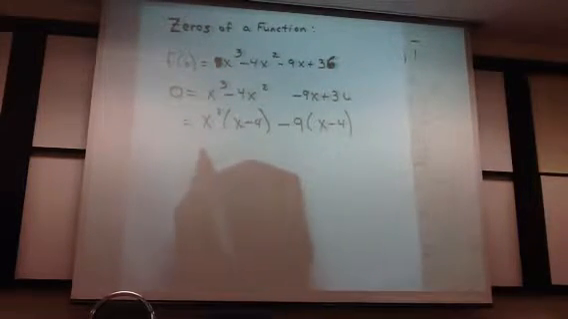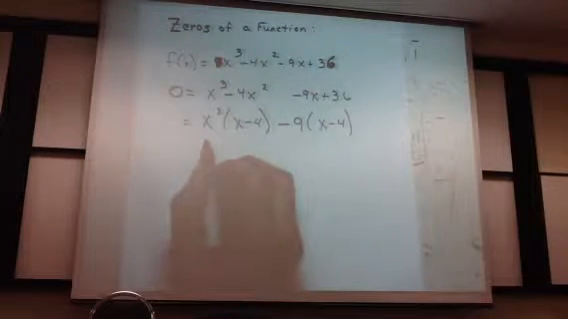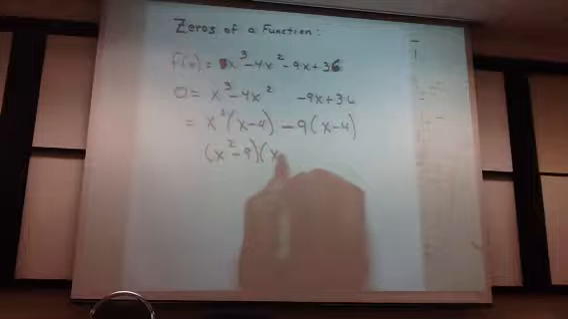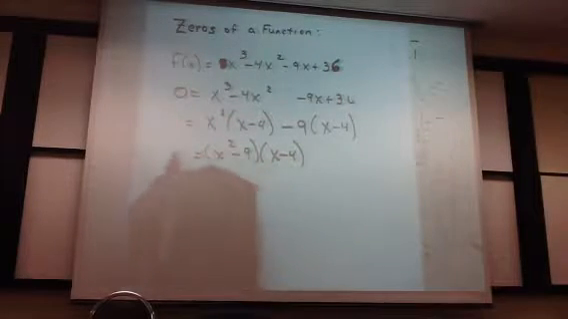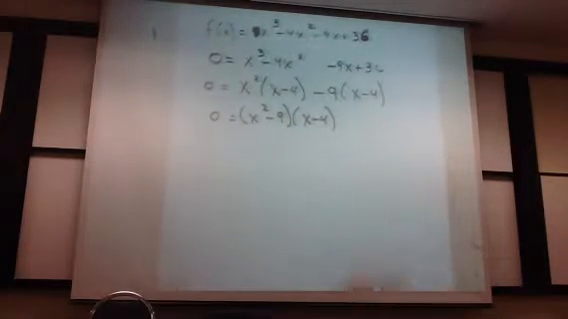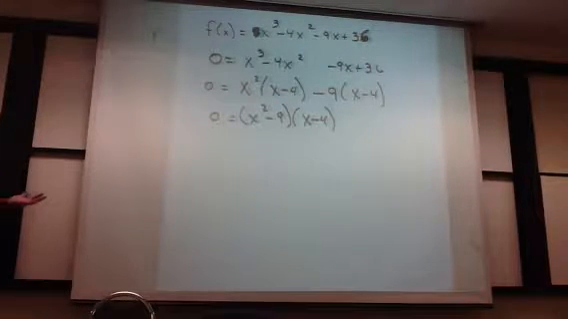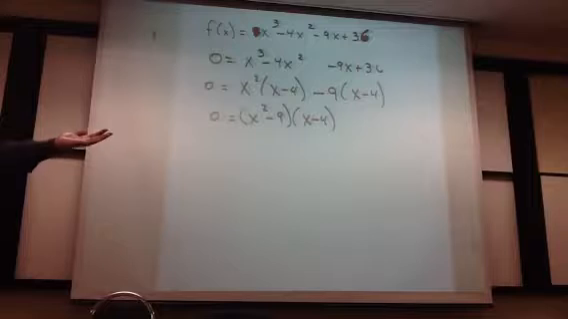Now how do I re-express this? X minus 9 equals 0. X minus 4 equals 0. Okay. Suggested next step? Set both of them equal to 0. Not yet.